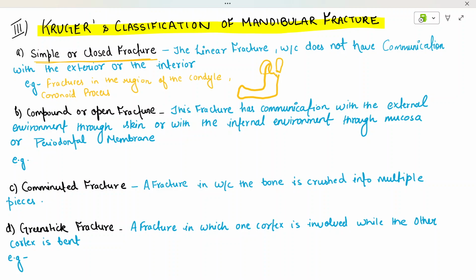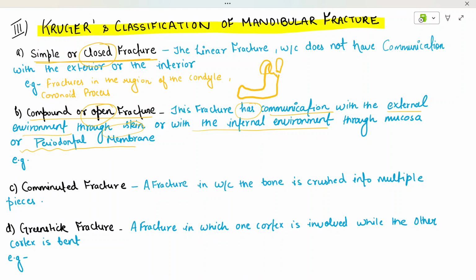Coming to the second subheading, that is the compound or open fracture. Now, what is a compound or open fracture? This was the closed fracture. Closed means it does not have any communication, but this is the open fracture. That means this type of fracture has communication with the external environment through the skin and with the internal environment through the mucosa of the periodontal membrane.